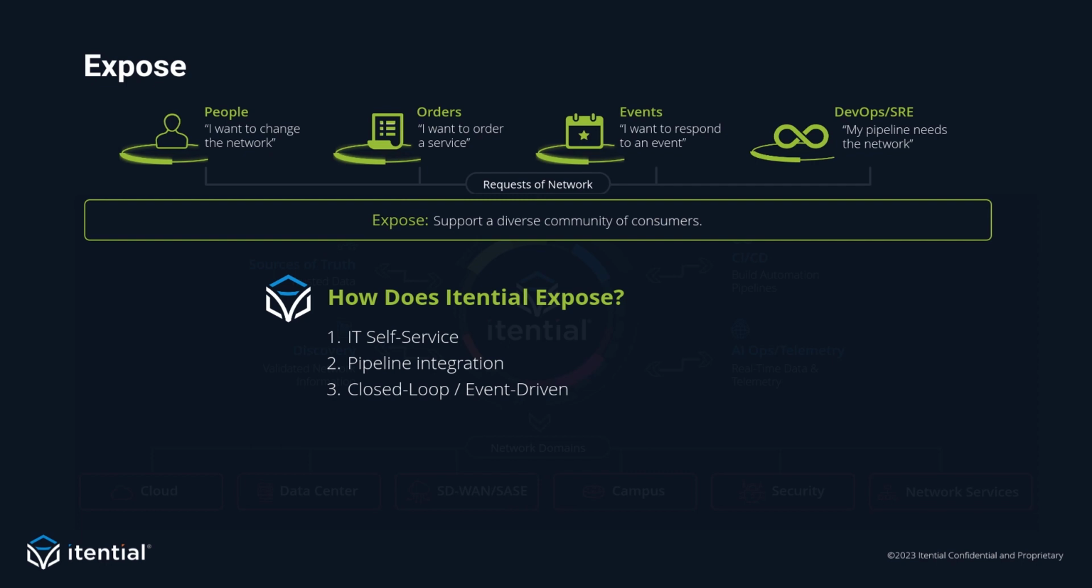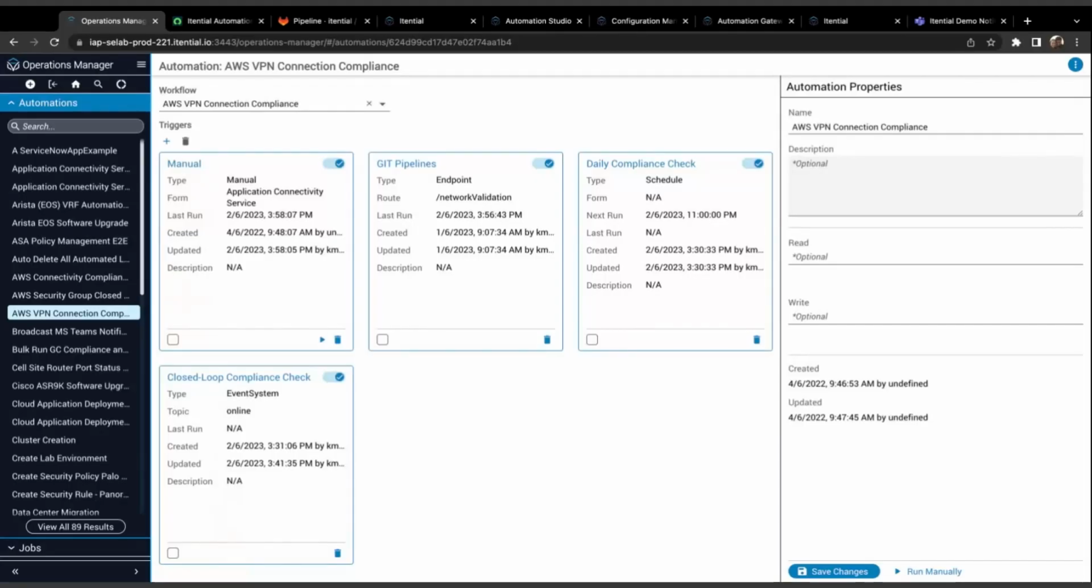So with that, I'm going to quickly share my screen and we're going to walk through how each of these exposure mechanisms work. As you can see, we have landed in our Operations Manager application. This is one of the internal Itential Automation Platform applications that serves a purpose of self-service for all the users logging into Itential and taking advantage of all the exposed automation.